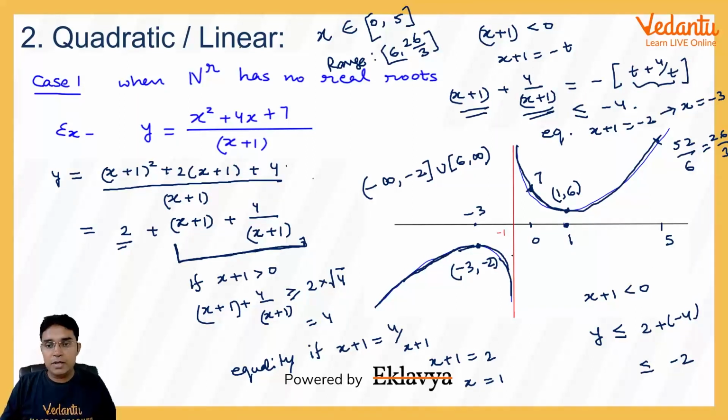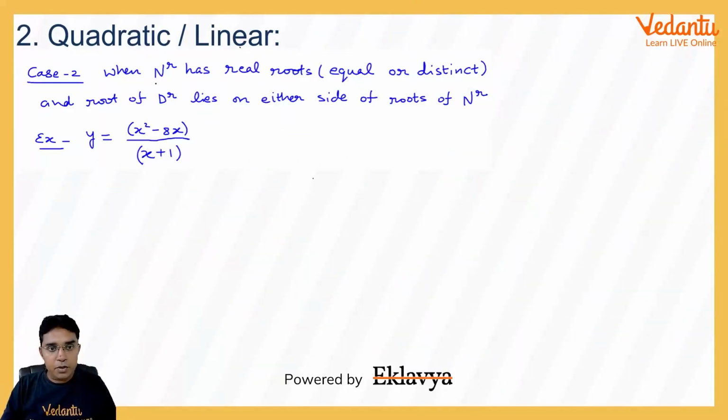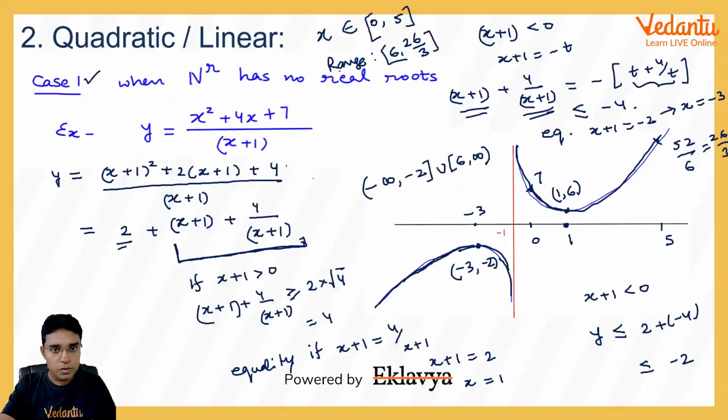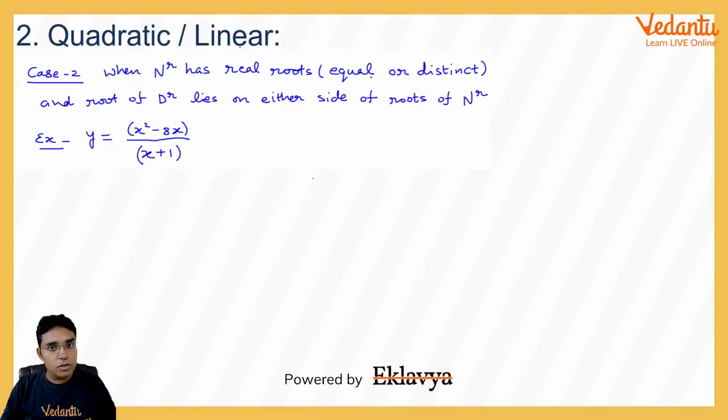If your x is lying on both sides of -1, then also you can do the same way I told you for linear upon linear. So that was one case of quadratic upon linear. Now coming to the second case, when the numerator has real roots. Here the numerator was not having real roots. Now the numerator has real roots, equal or distinct, and the roots of the denominator lie on either side of the roots of the numerator.